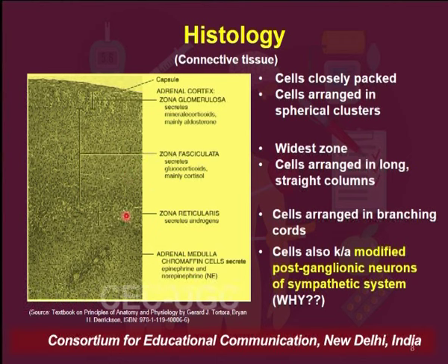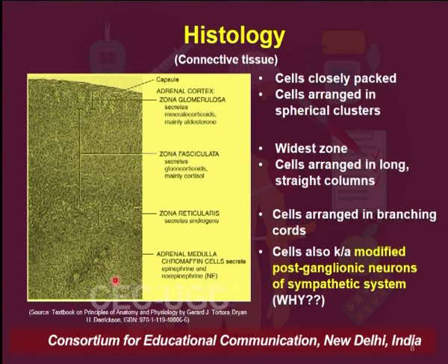Below zona fasciculata lies zona reticularis, wherein the cells are arranged in branching cords, as you can see here. So these cells are responsible for the production of androgens. So this is the adrenal cortex region.